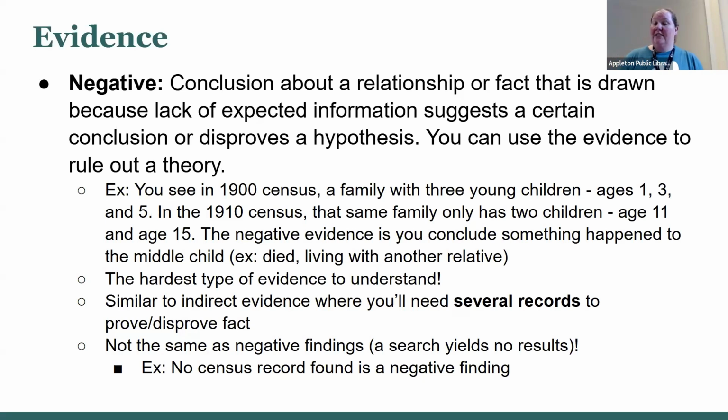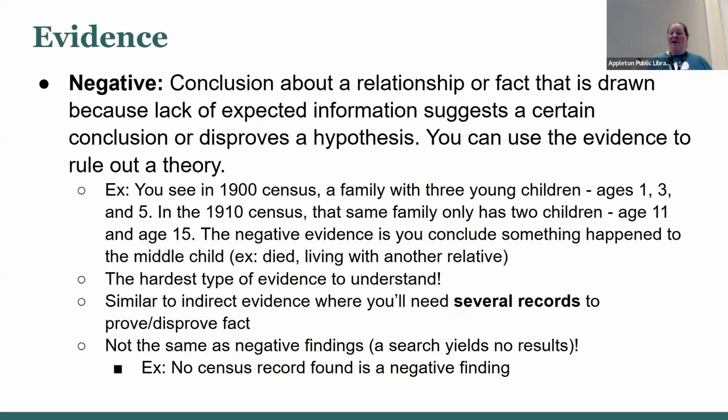So for example, you might have the 1900 census with a family that has 3 young children. The children are aged 1, 3, and 5. And then 10 years later, when they do the 1910 census, that family only has 2 children, one aged 11 and one aged 15. Well, then I have negative evidence, and that would lead me to conclude that something happened to that middle child that was 3 years old and should have been 13 in the 1910 census. So maybe I can conclude that child died, or maybe they're living with another relative. So that's negative evidence to me. They should be in that record with that family, but they're not. So something happened to them.